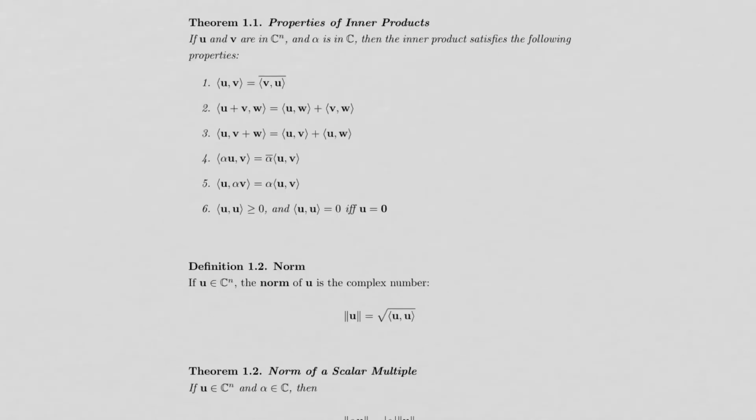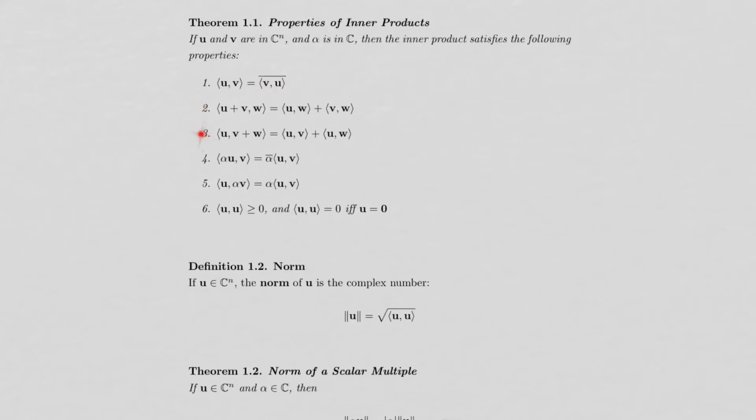Inner products satisfy these 6 properties. If I change the order of the inner product from the inner product of u with v to the inner product of v with u, then I need to take the conjugate. So the inner product of u with v is the conjugate of the inner product of v with u.